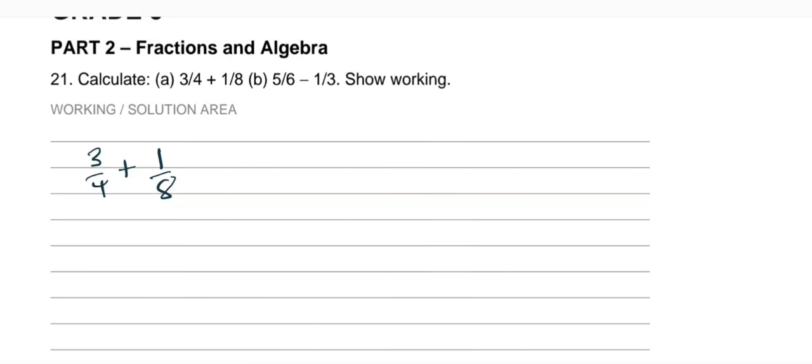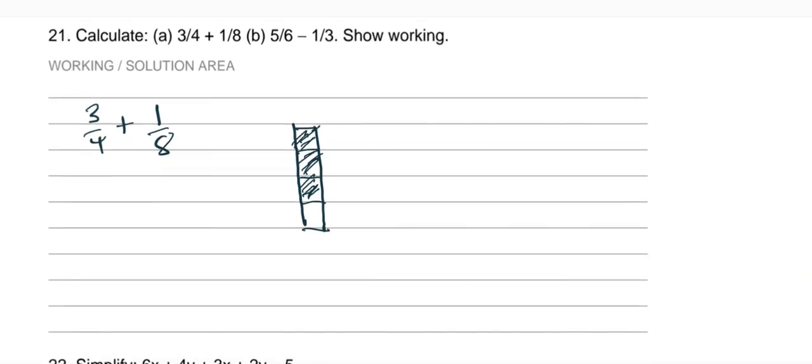3 over 4 means there are 4 boxes. Let me draw it for you. Something like this. Okay. And you have taken 3 out of it, like this. This is 3 over 4. Do you understand? Okay. Let's look at 1 over 8.